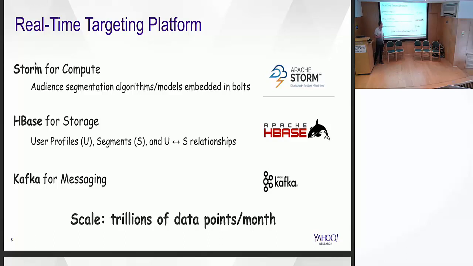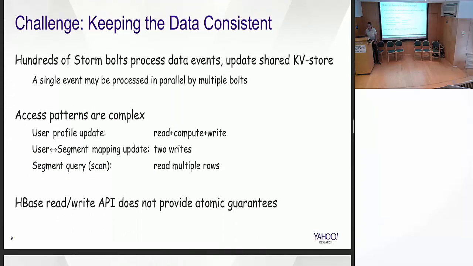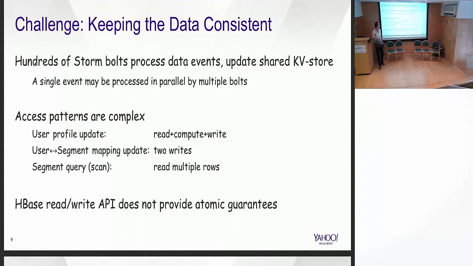We are speaking here of about trillions of new data points that are processed each month. So our challenge in this context is keeping the data persistent. The problem is obviously a standard problem in distributed computing. You have multiple processes that touch the shared data. There is no, in a sense, data affinity. So a single user's events might be processed by multiple parts of the topology, multiple processes. They might access the same record at the same time.